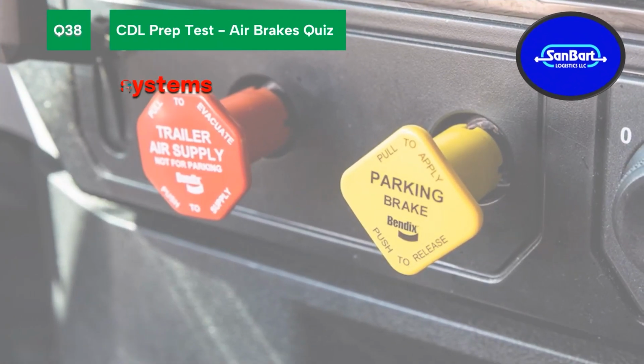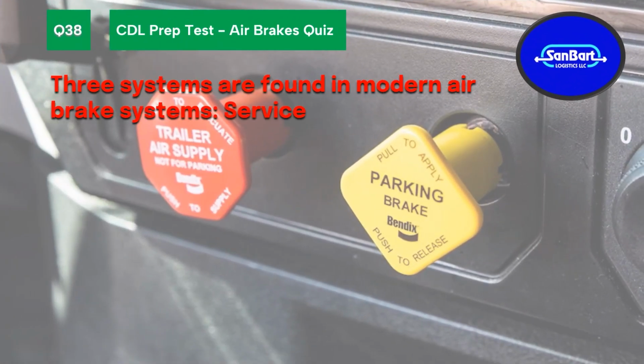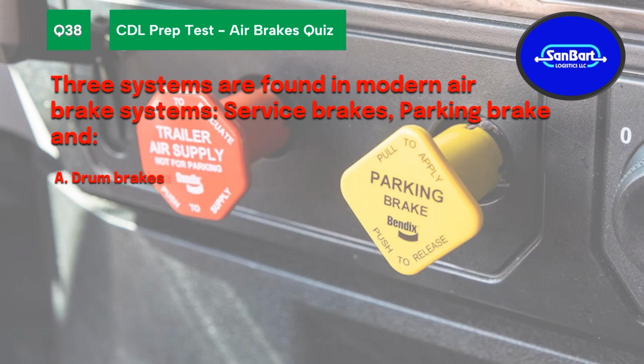Question 38. 3 systems are found in modern air brake systems: service brakes, parking brake and A. Drum brakes. B. S-cam brakes.